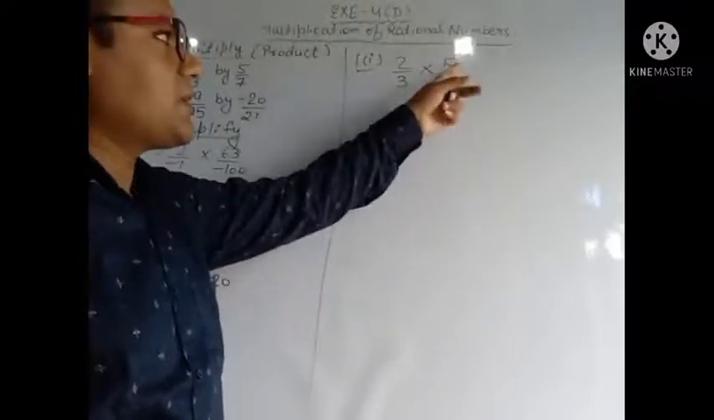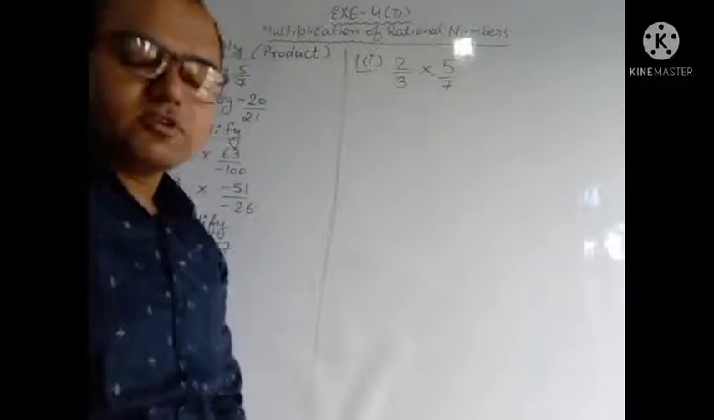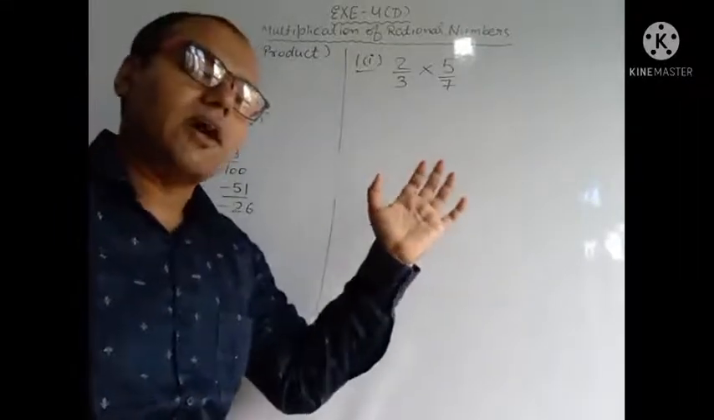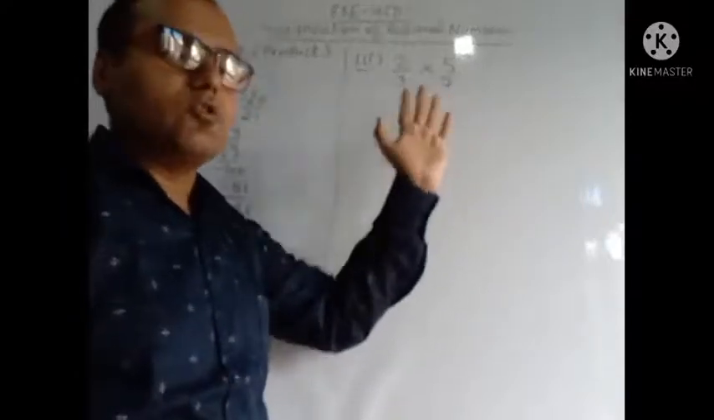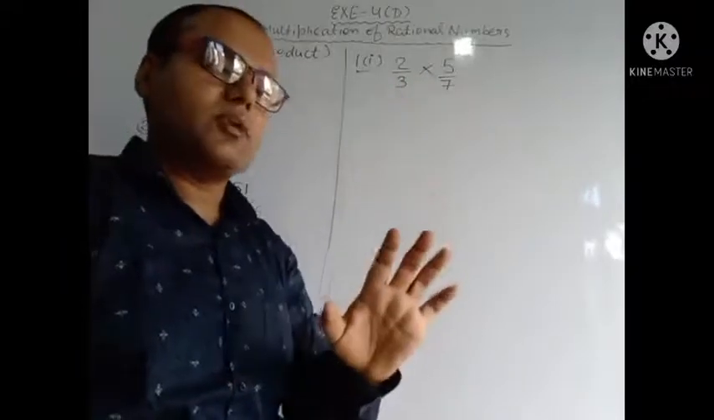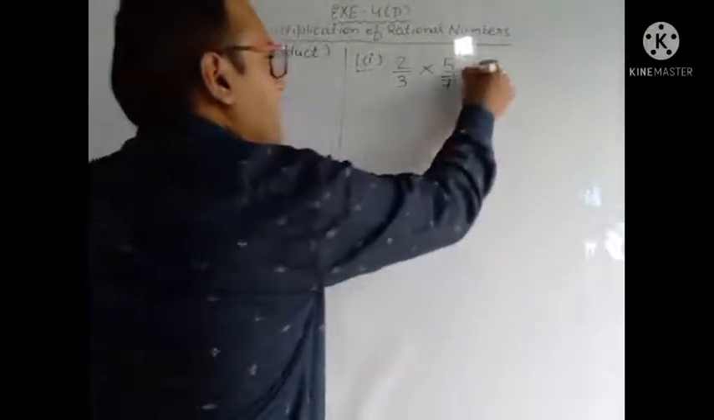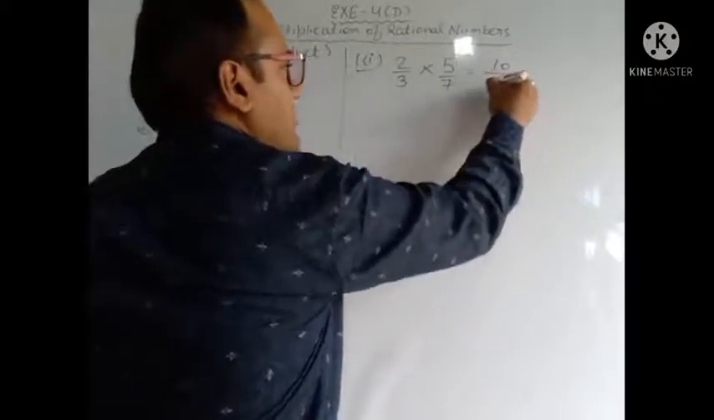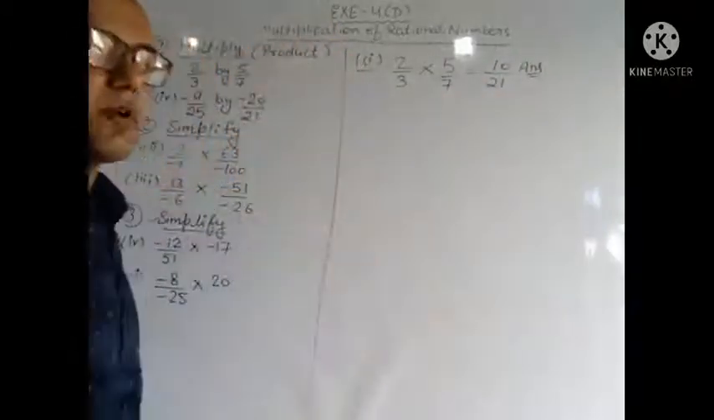Now another number in the numerator is 5. This 5 comes in the table of 5 only. So in the denominator we will check whether any number is divisible by 5 or not. 3 is not divisible by 5. 7 is also not divisible by 5. So here no number is getting cancelled with the same table. So we will simply multiply. 5 into 2 will be 10. 3 into 7 will be 21. So this is your final answer of part number one.